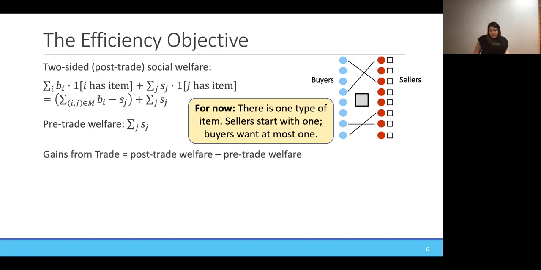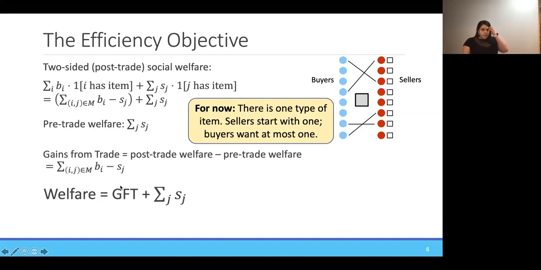So the gains from trade, which is the objective I'm going to talk about today, is just the post-trade welfare minus the pre-trade welfare, which is just this buyer value of who bought the item minus the seller's value of who initially had it.